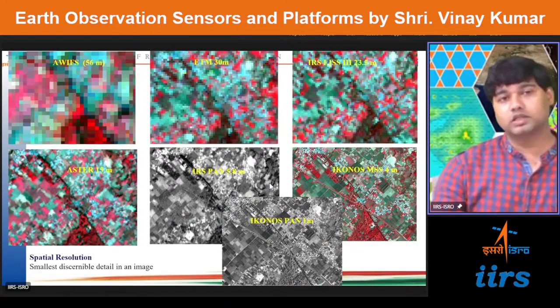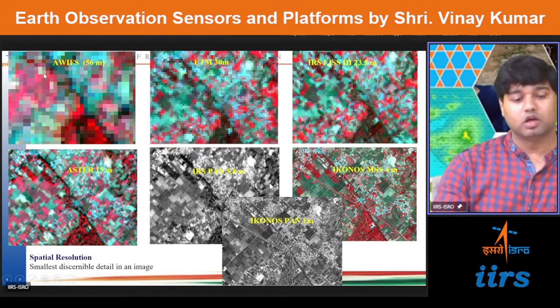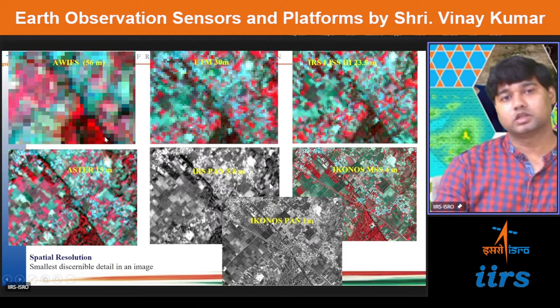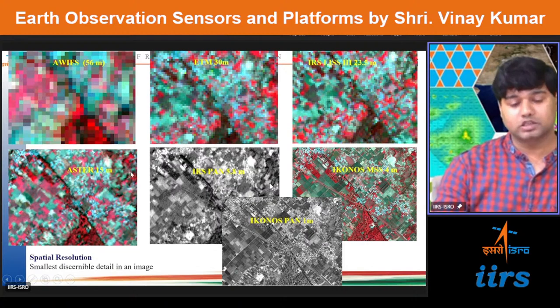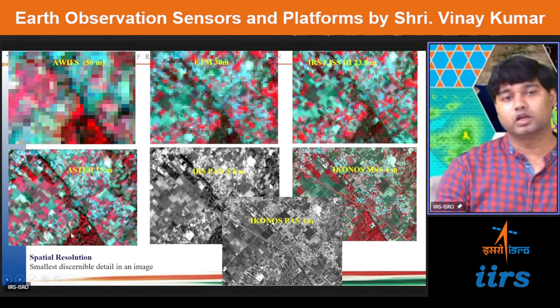Now here you can see another example of the resolution. With 56 meter resolution, we are not able to see the features clearly. With ETM 30 meter, this is better than the previous one, but not that clear. With LISS-3 sensor, better than the previous one. Then your ASTER 15 meter resolution data. Now we started observing the agriculture field, urban, and vegetation.